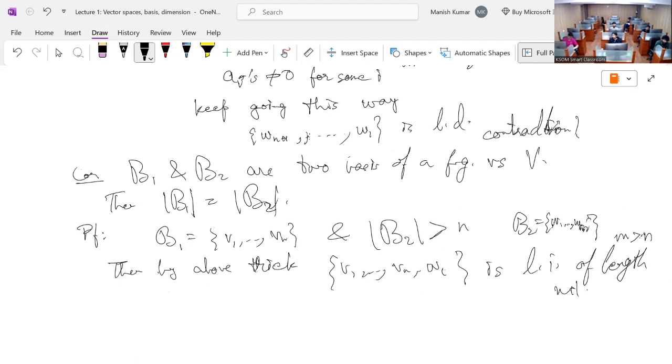But B1 is a minimal generating set, and because it's a basis, it's also a maximal linearly independent set. So you can't have a bigger linearly independent set. But now we have found a bigger linearly independent set, which contradicts.